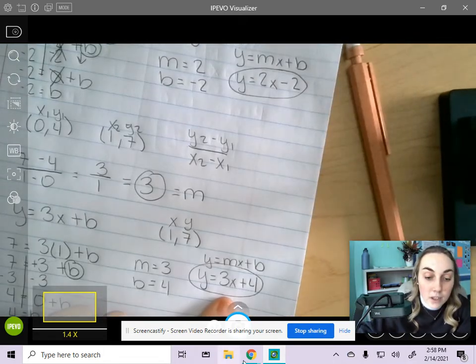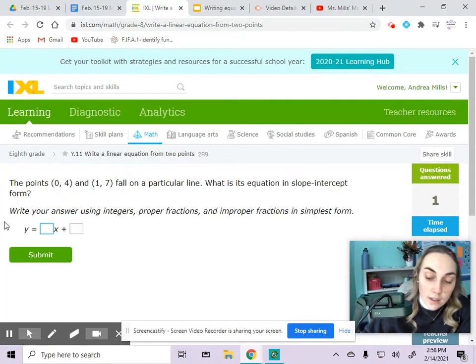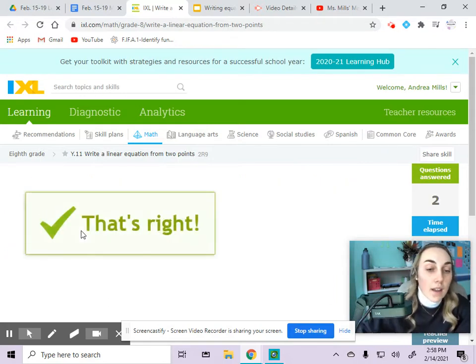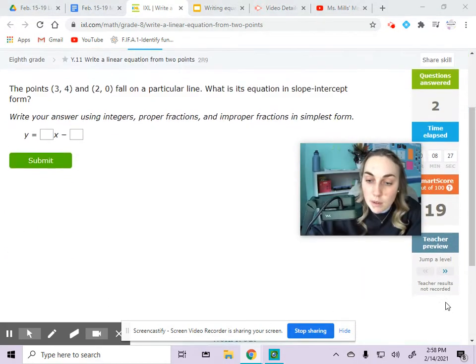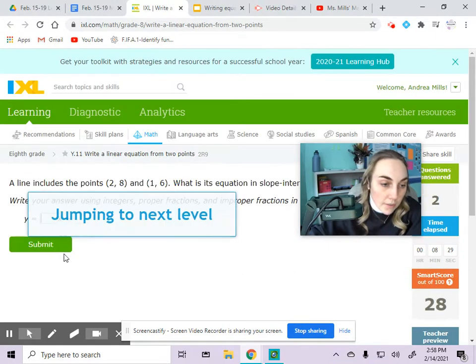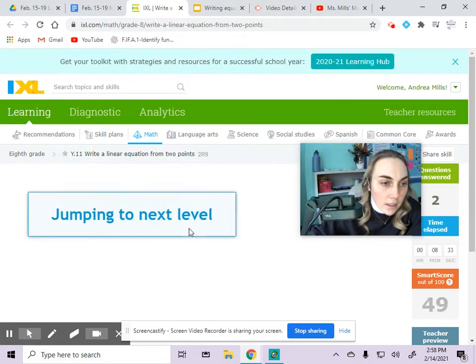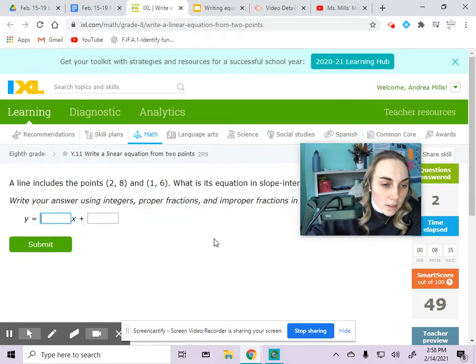So I can go back to here, and I'm going to put in 3 here, and it already has that plus sign for me. So I'm going to put in my 4 there, and there you go. Let's keep going. So I'm going to skip a level, because you will have to write it out in the next level, I believe. Nope, this is the same thing, so let me try again. Okay, same thing.